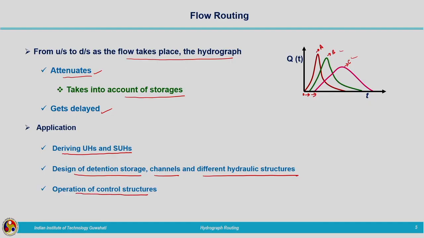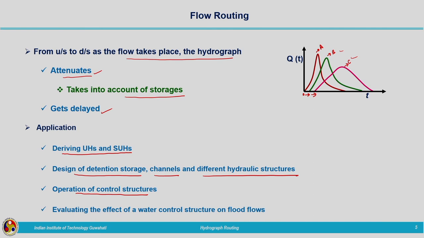In such cases, we can make use of the upstream hydrograph as the inflow hydrograph to get the required hydrograph at the required location. And for the operation of control structures, there will be certain flood control structures present in the rivers. The operation of these control structures depends on the flow which is occurring at that particular location. Even though there is no data related to stream flow or stream flow measurement is not done, we can make the operation of this control structure by making use of the hydrograph which is obtained by making use of the routing of the upstream hydrograph.